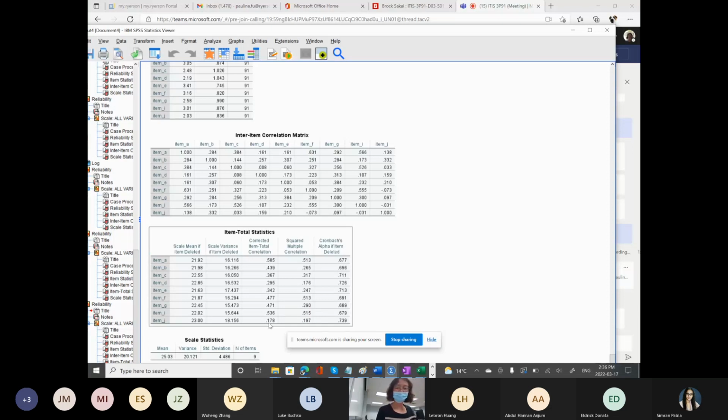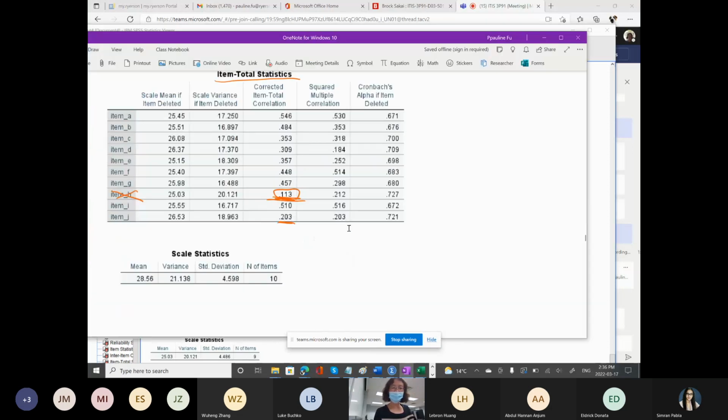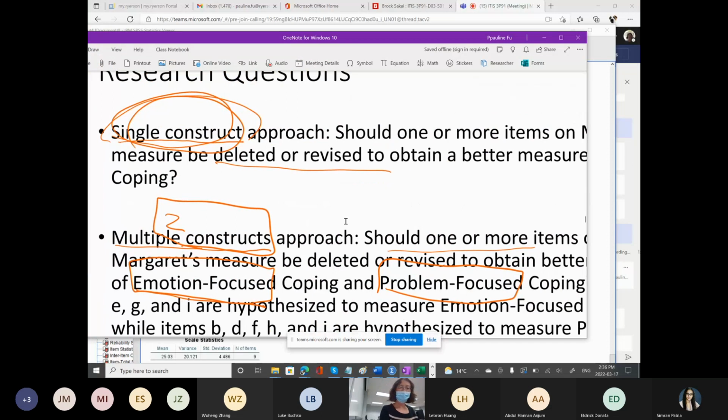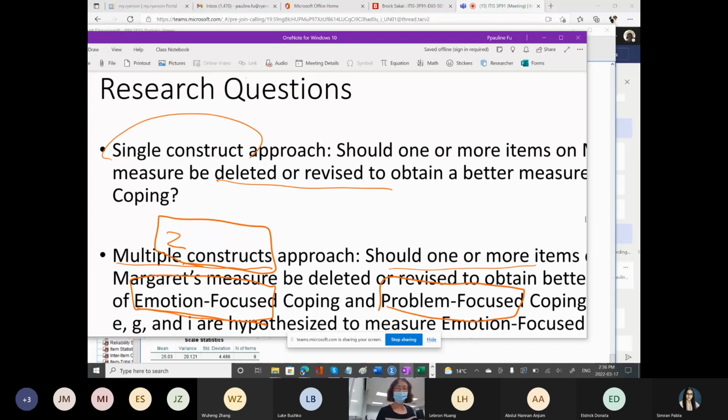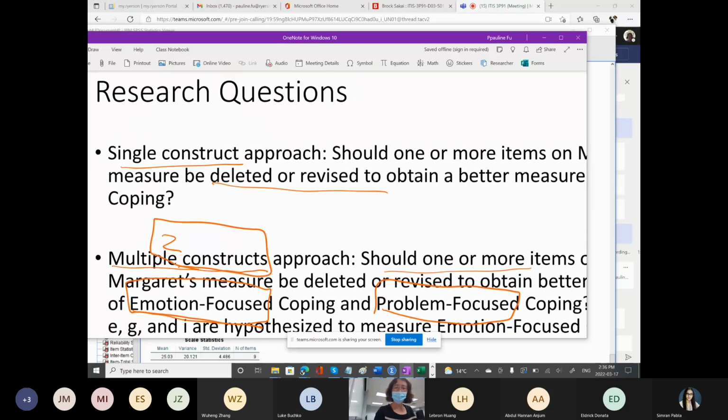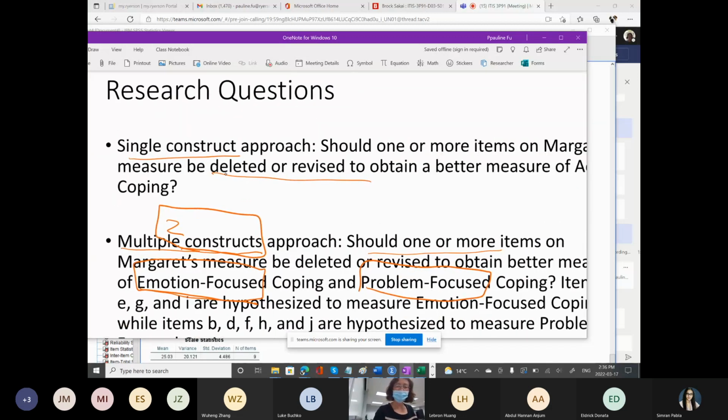So the final conclusion for the first research question, single construct: should we remove one or more items? The answer is yes. Item H, delete item H.